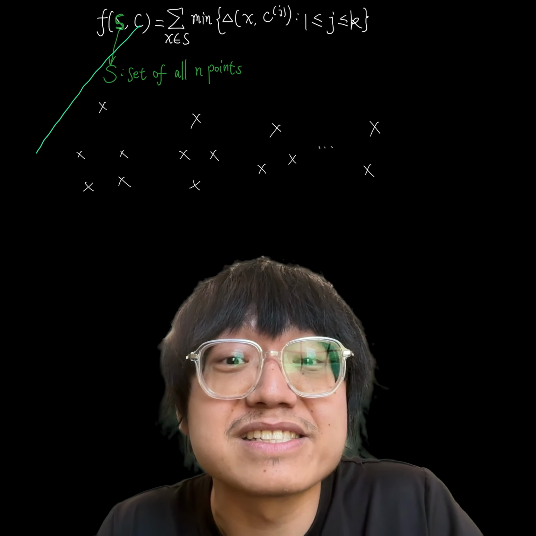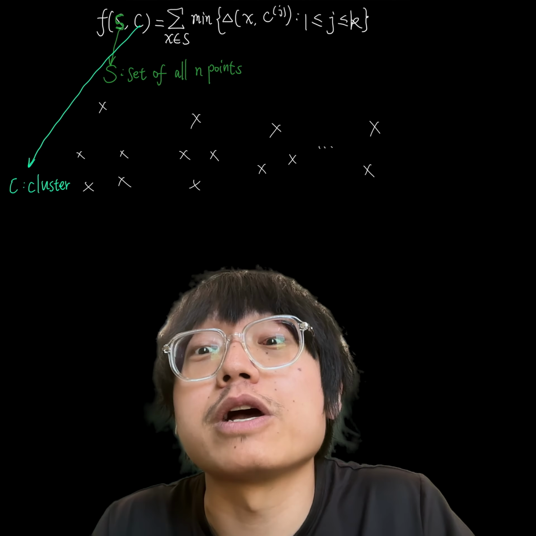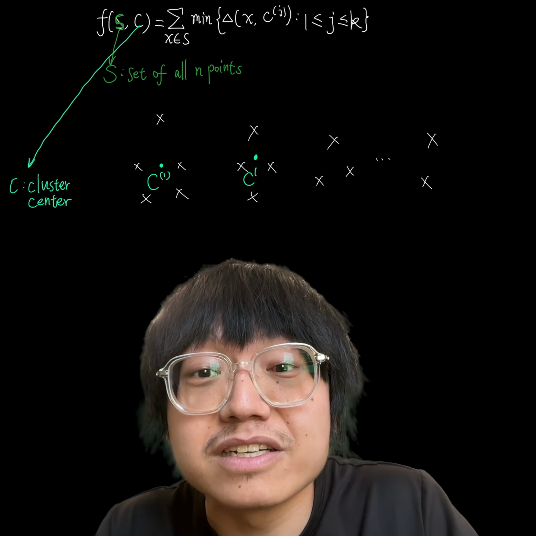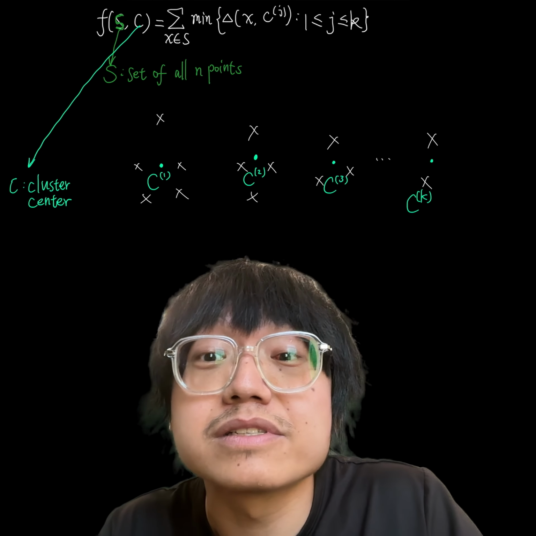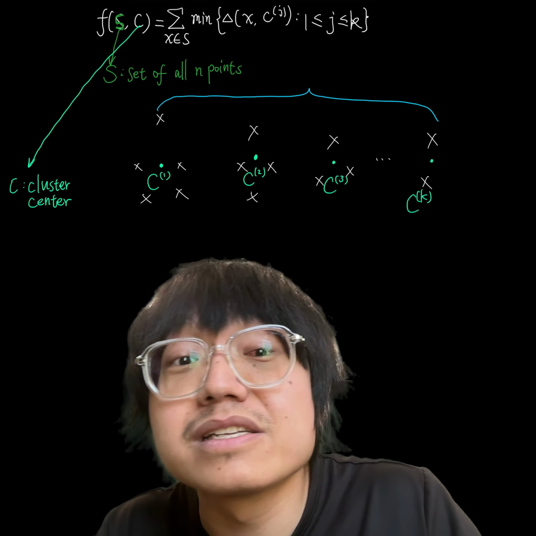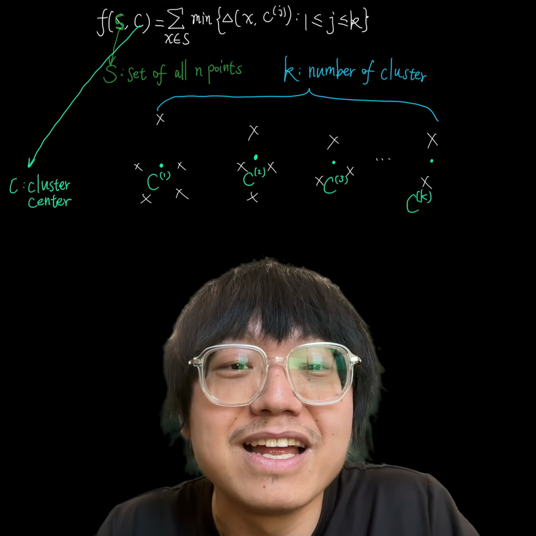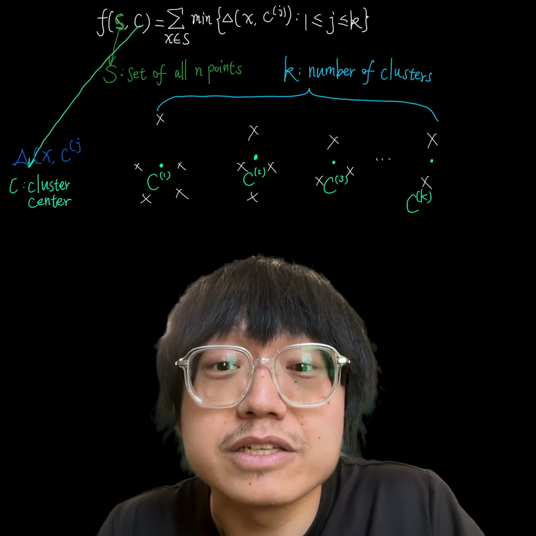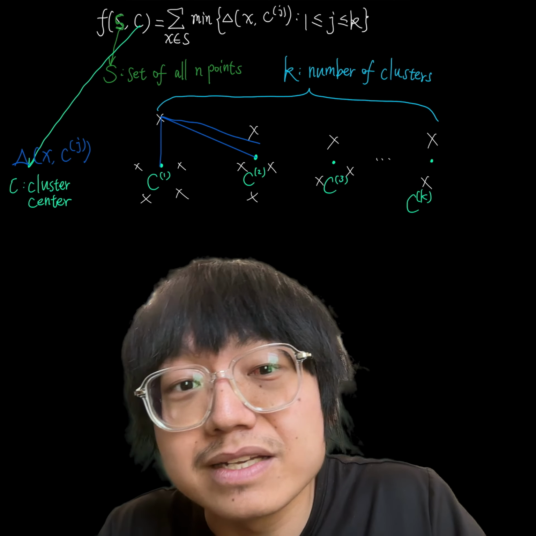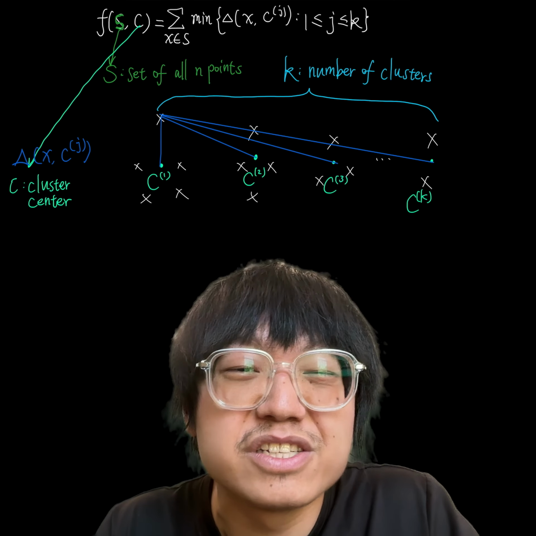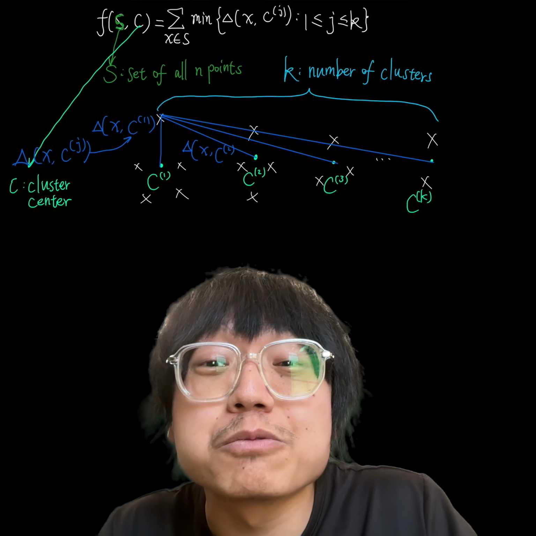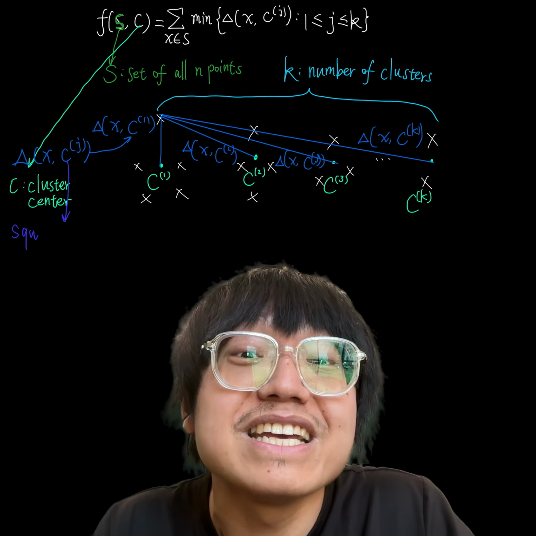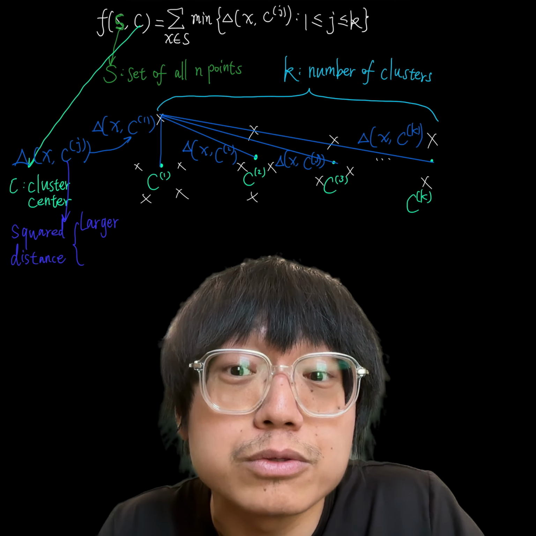S represents the set of n data points that we're trying to cluster, and C denotes the sequence of cluster centers C of 1, C of 2, ellipses, until C of k. k is the number of clusters that we're trying to find, and delta of x and C of j represents the squared Euclidean distance between a point x and a cluster center C of j. This squared distance is used because we're trying to emphasize larger discrepancies, and it is computationally easier due to the absence of the square root calculation.